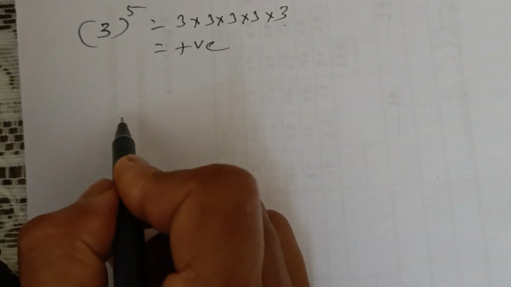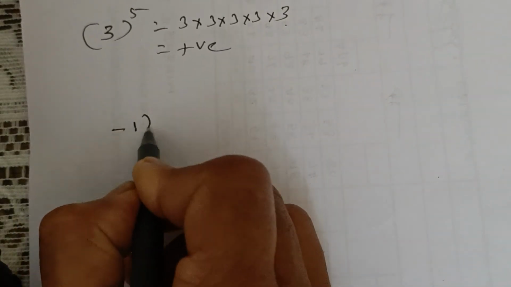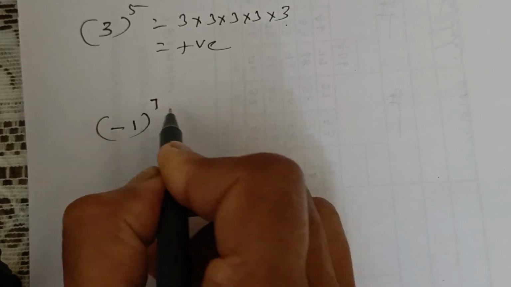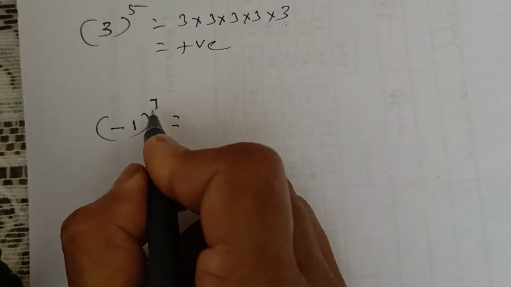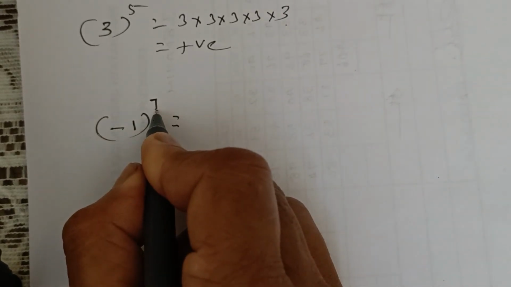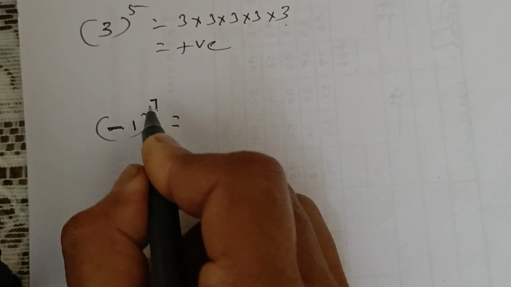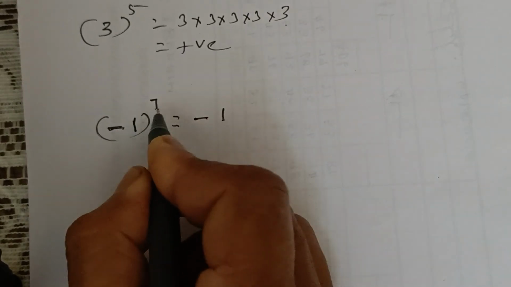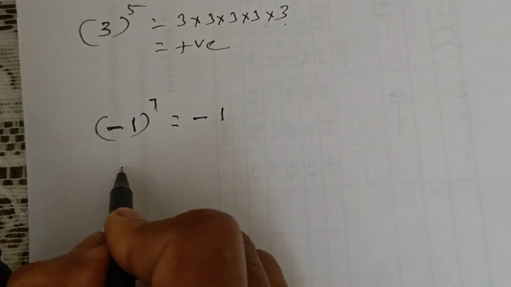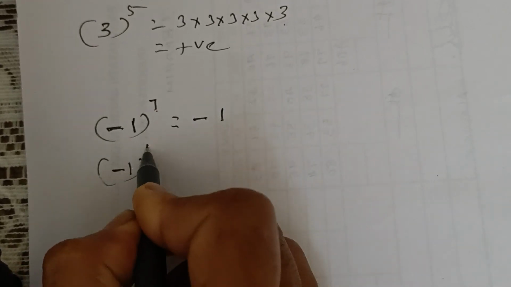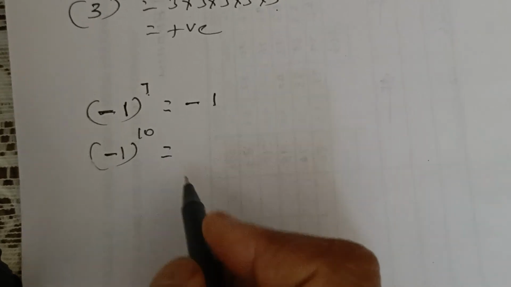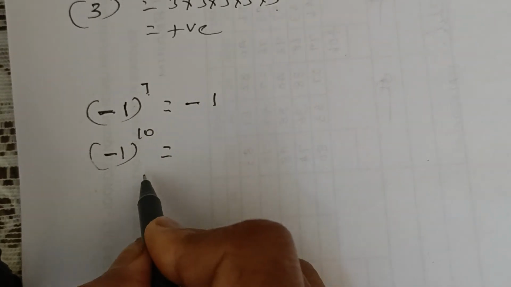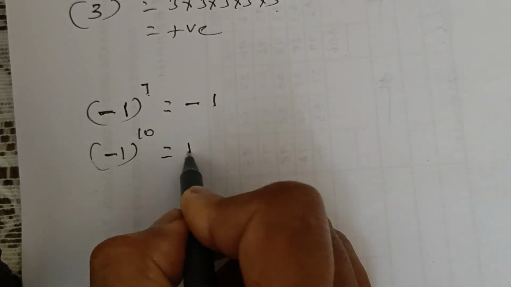So let us see a few examples to check whether we have understood. See, minus 1 power 7. What will be the answer? The power is an odd number. So when you multiply minus 1 an odd number of times, it is minus 1. How many ever times you multiply 1, we get 1 only. Okay. Minus 1 power 10. What is 10? 10 is an even number. So, the answer is plus 1.